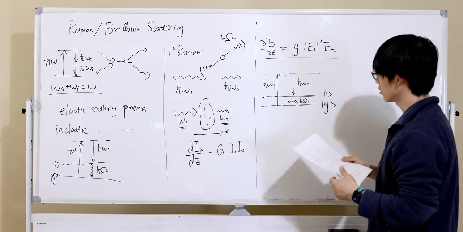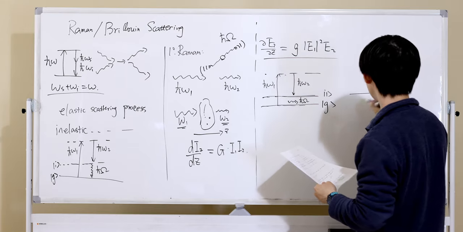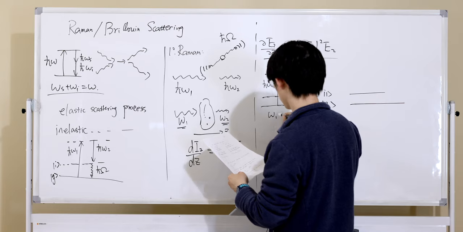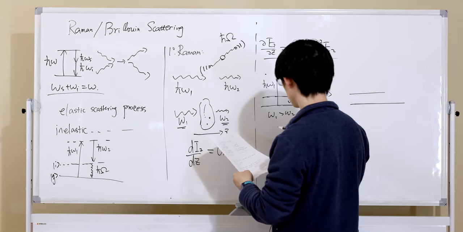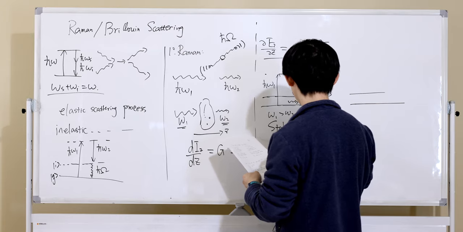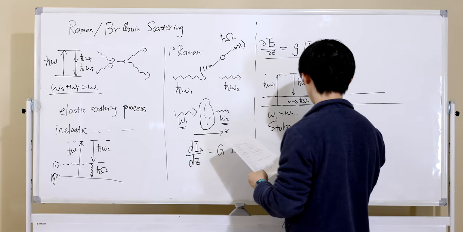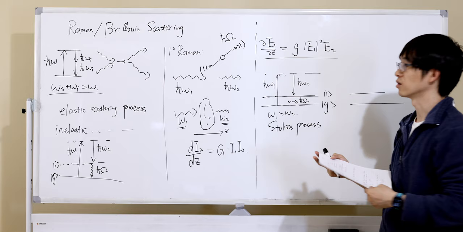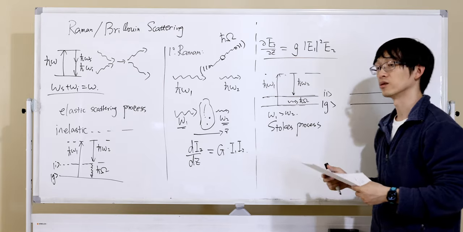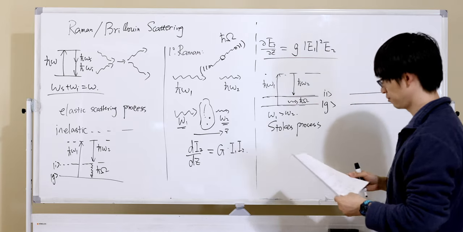There could also be a second scenario. In this case, you have ω1 larger than ω2, and this is called the Stokes process. Your frequency and wavelength are reduced from the input.